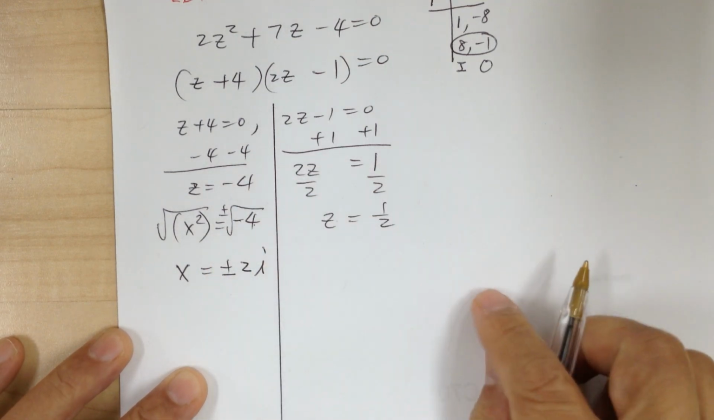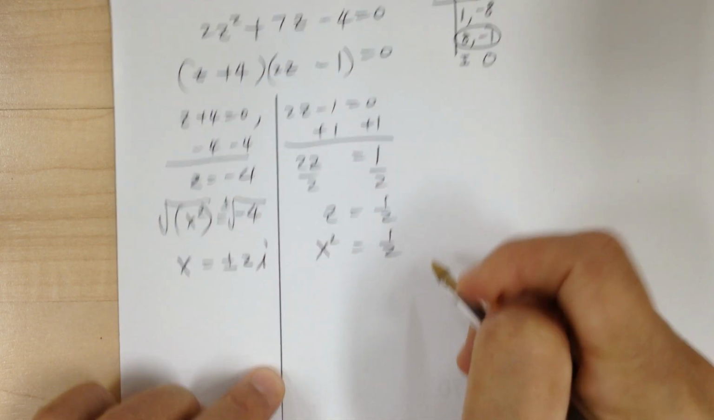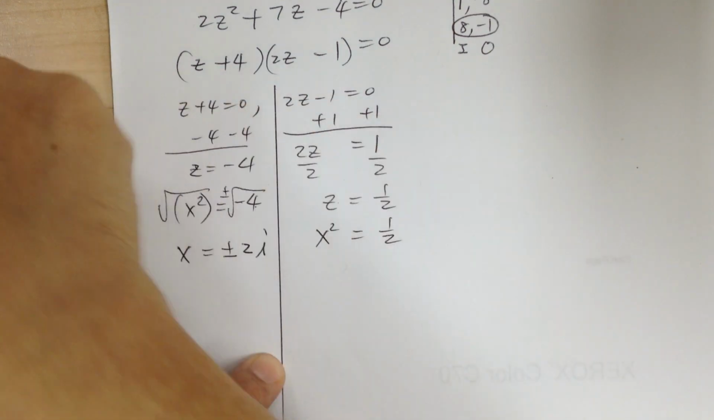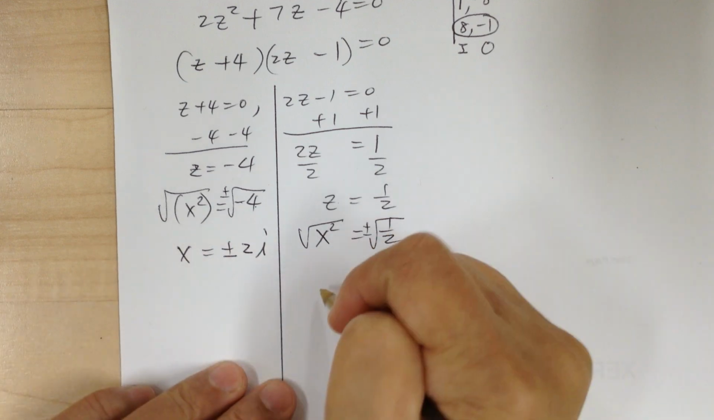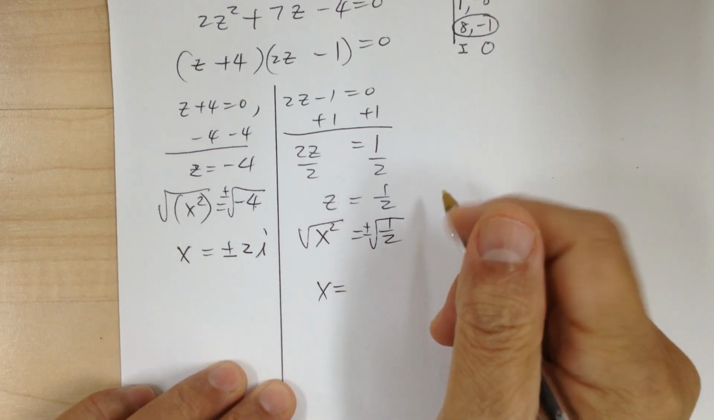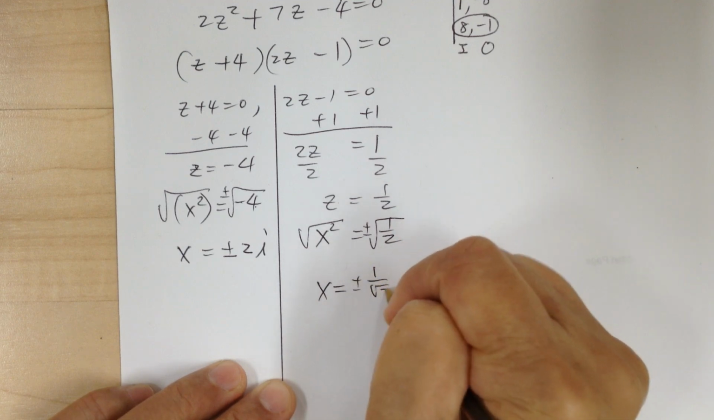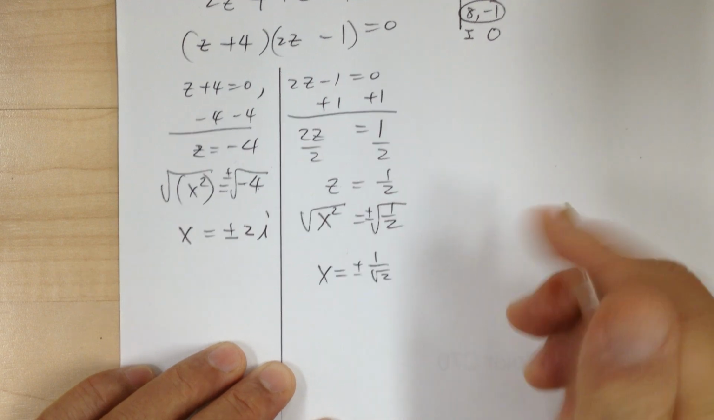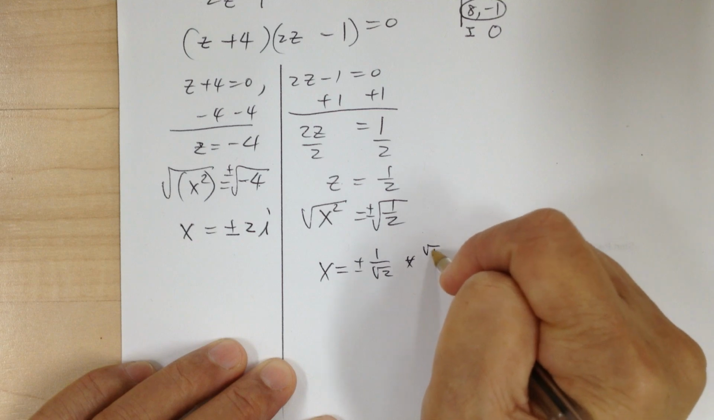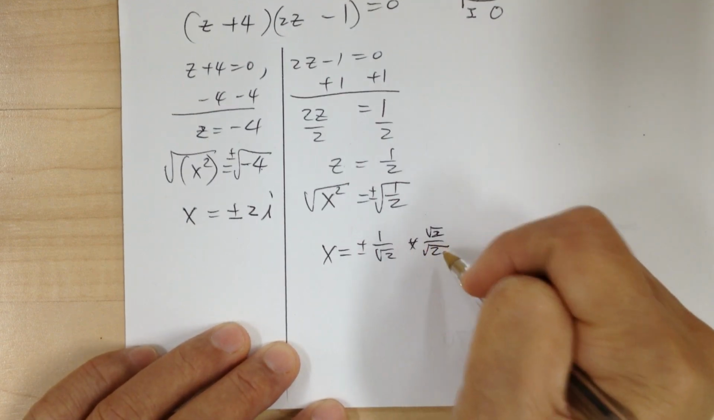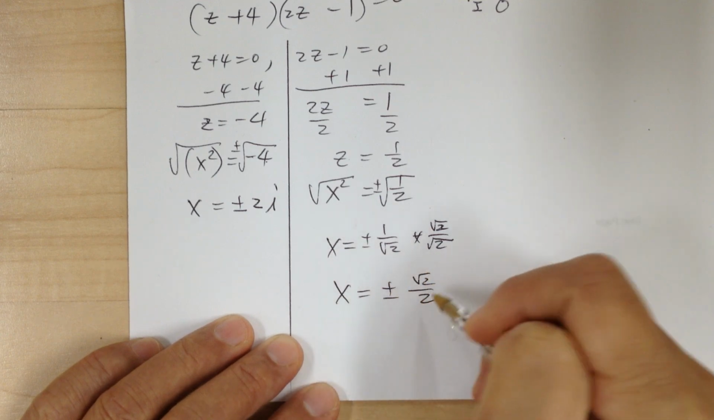On this side, again, you put it back in there, so x squared equal to 1 over 2, and then you have to take the square root on both sides. So you got x equal to, when you simplify, plus or minus 1 over square root of 2, right? Square root of 1 is 1, square root of 2 is square root of 2. Then you cannot have a square root on the bottom, so you need to multiply by square root of 2 over square root of 2, to simplify the square root. So you're going to get plus or minus square root of 2 over 2.